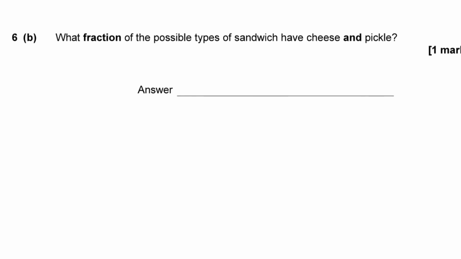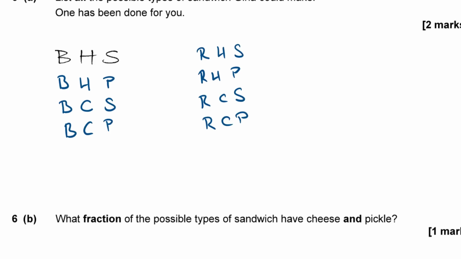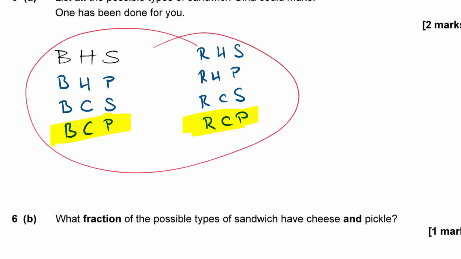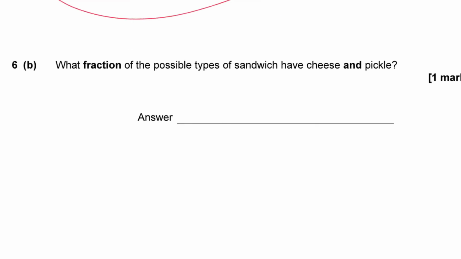So what fraction of the possible types of sandwiches have cheese and pickle? So let's go back to our list. You can see that this one has got cheese and pickle in, and this one has cheese and pickle in. So that is 2 sandwiches out of 8 sandwiches then. So the fraction of possible sandwiches that have cheese and pickle are 2 out of 8. Now you could simplify that down to 1/4, but you're not going to get any extra credit if you do or you don't. So either of those answers is acceptable.